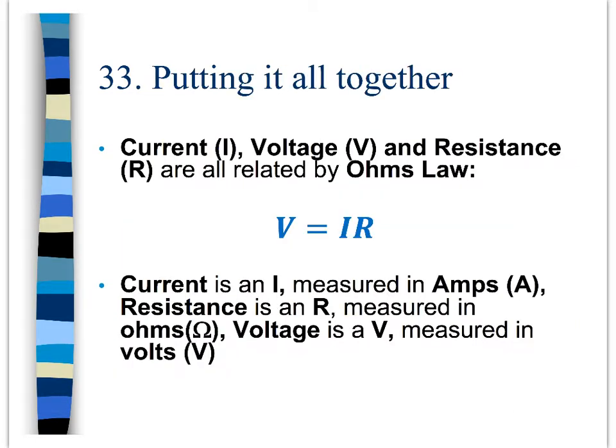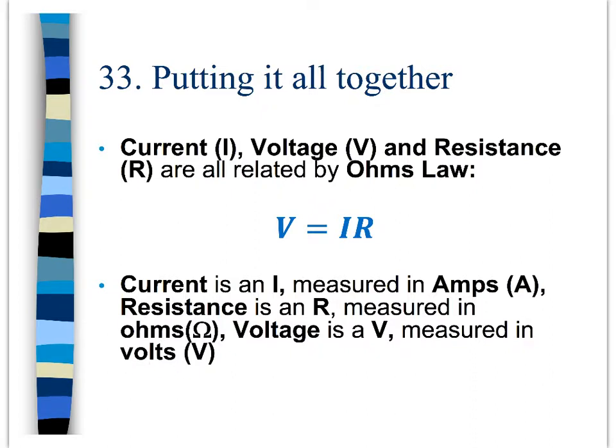So to bring all of these quantities together, current, voltage, and resistance are probably the three most important quantities in a circuit. We have Ohm's law, which tells us that V equals IR. The voltage or potential difference across any object in a circuit is equal to the current flowing through that object multiplied by the resistance of that object. And so just as a quick recap of units and symbols, this V here represents the voltage.